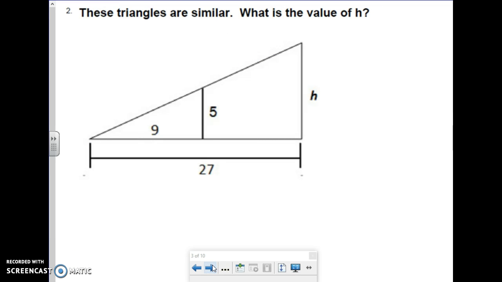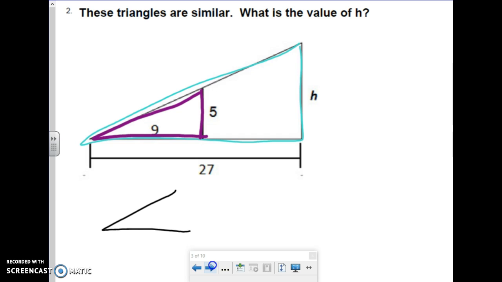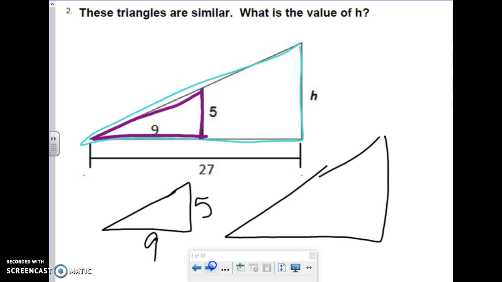The second most missed is going to be question number 2. The reason this was missed a lot was because a lot of people didn't redraw their triangles. So I have one big triangle here, and then I have a smaller triangle here. So what you do is you redraw them. So I would draw my small triangle, and that is 5 to 9. Then I would redraw my large triangle, which is going to be H to 27.